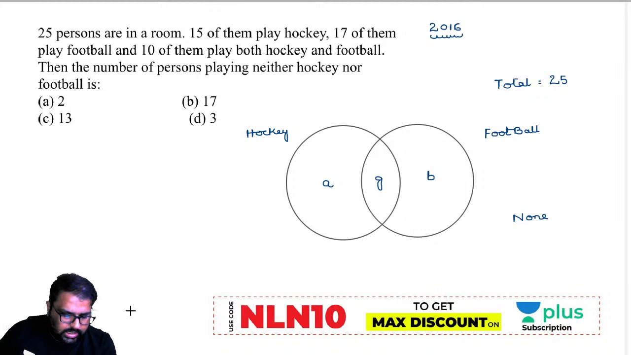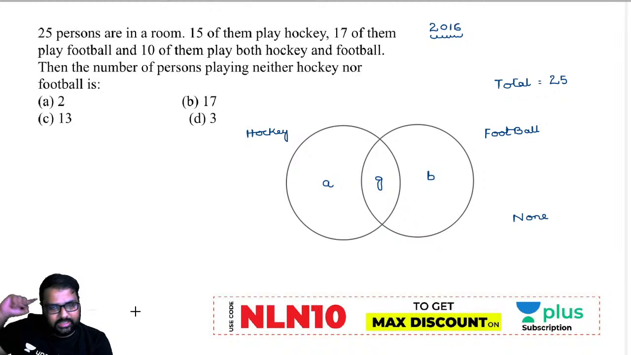17. No, Sai, I think you have made some mistake. Check once there. So look everyone, there are 25 persons in a room, it seems. 15 of them play hockey. Look here, it is not only hockey, it is hockey. That means the whole hockey circle's value was 15. Am I right or wrong?